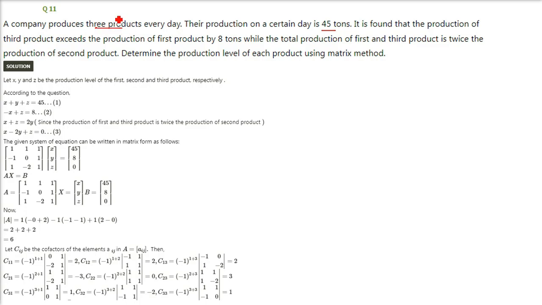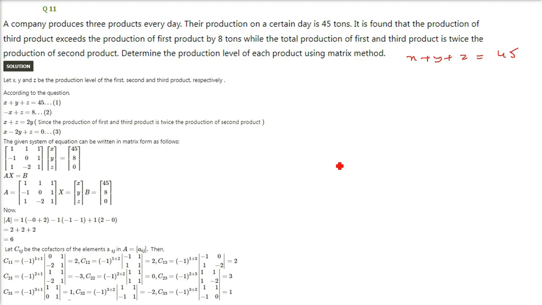So as I said initially, three products, let us assume them to be X, Y, and Z. And the first case is their production on a certain day is 45 tons. Just add them and equate it to 45 tons. So X plus Y plus Z is equal to 45.